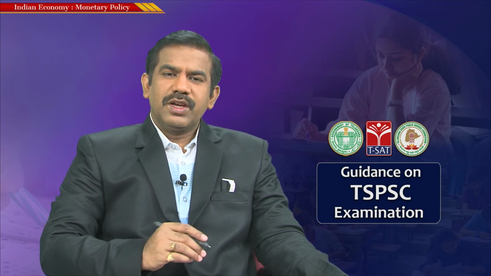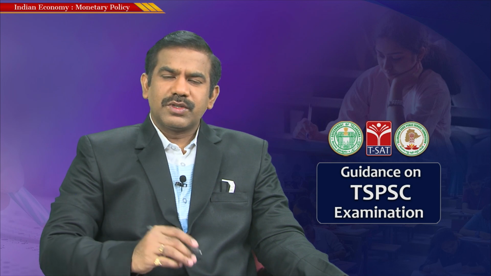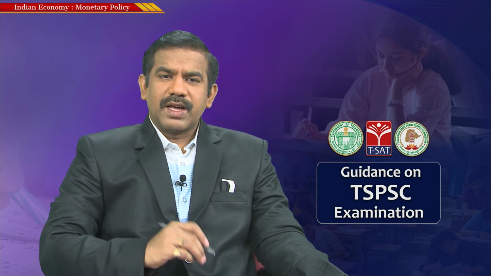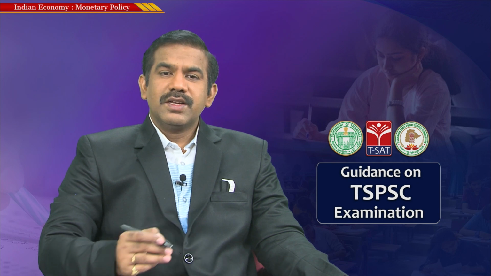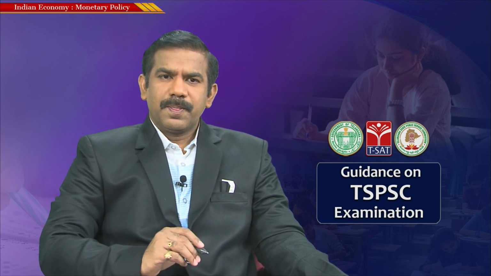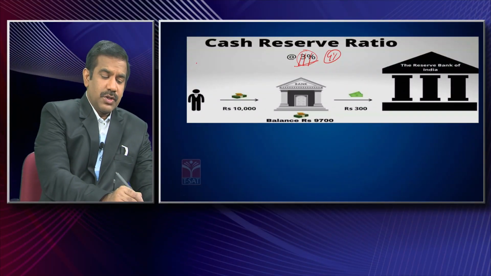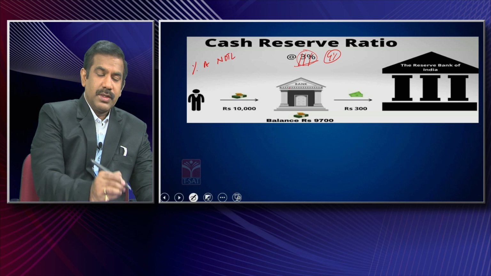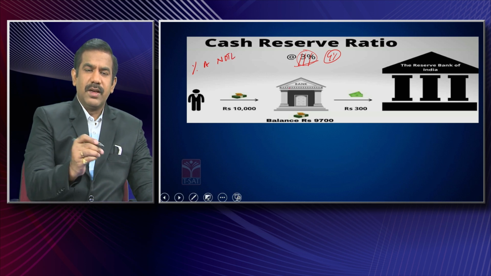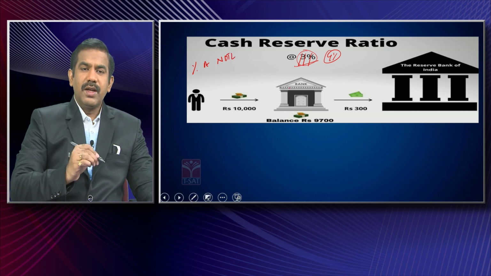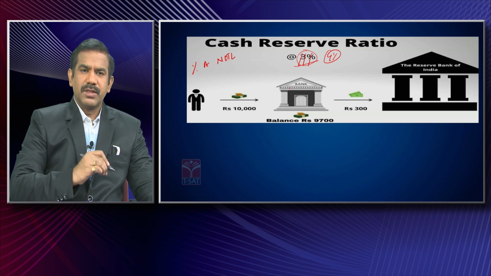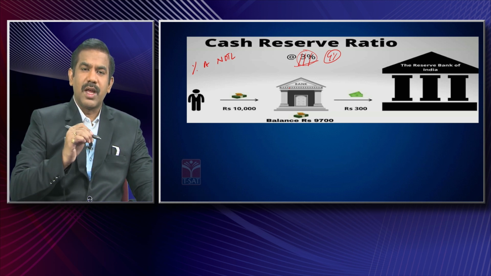So in India, broadly, we have two different types of reserve ratios maintained by the banks. One is the cash reserve ratio. The second is the statutory liquidity ratio. So how would you define a cash reserve ratio? Cash reserve ratio refers to the percentage of net demand and time liabilities. So I am writing it as NDTL. NDTL stands for net demand and time liabilities, the percentage of net demand and time liabilities.